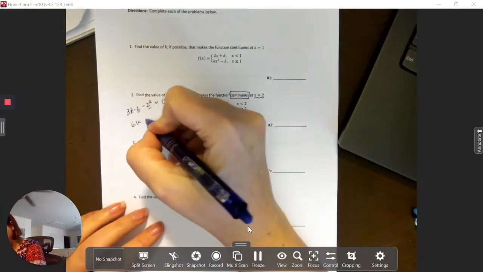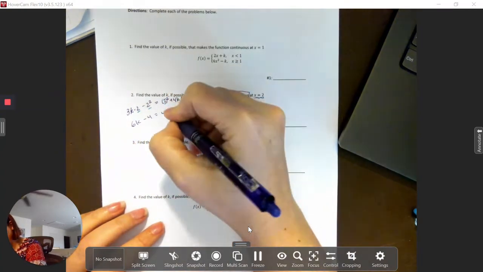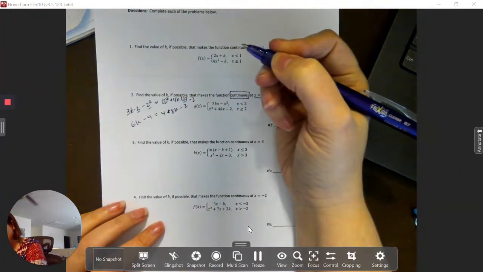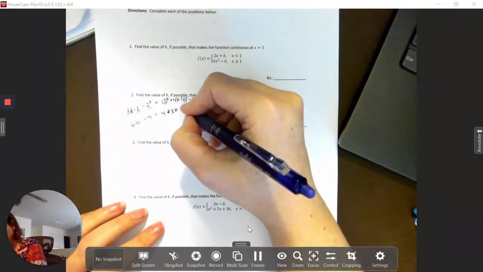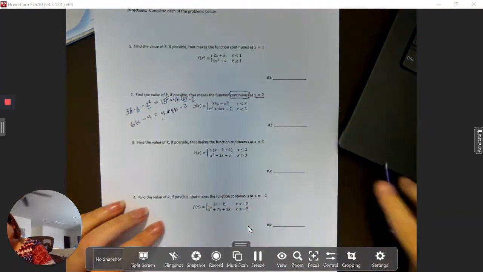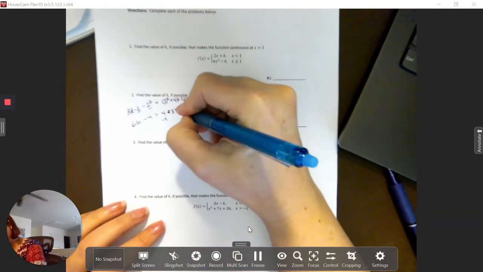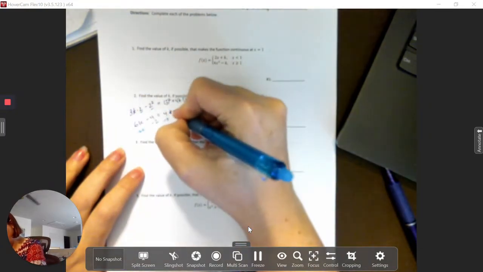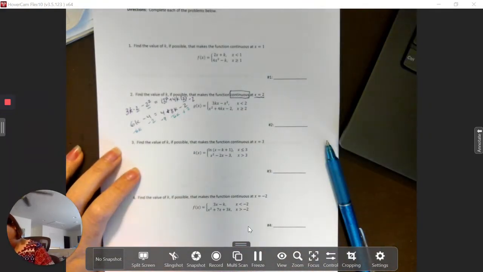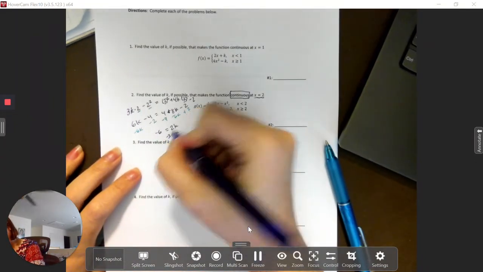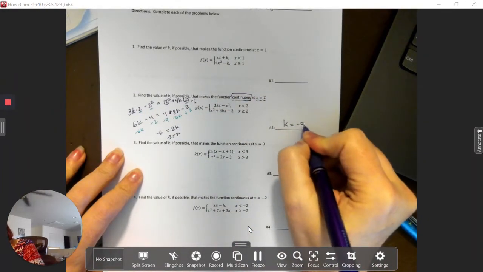So I end up with 6k minus 4 equals 4 plus 8k minus 2. So I'm just going to move everything together. I'm going to get minus 4 plus 2 minus 2 and minus 6k. And so I'll have negative 6 equals 2k, and k equals negative 3. So I think k is negative 3.